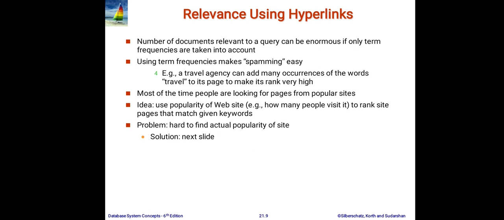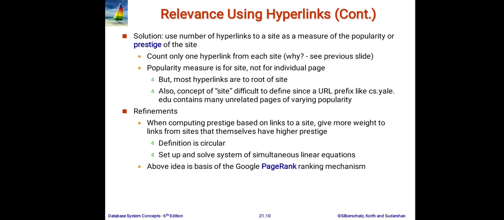This will be used when we want to see pages from popular sites. The idea is to use the popularity of a website, how many people visit that page, and to rank that site based on how many keywords are being searched. The problem is finding the actual popularity of a site. If I go to iBibo, or maybe a travel site, and start searching many things, the more times it is hit by users, the higher it will rank. This will help in giving some hyperlinks. So this is relevance using hyperlinks.